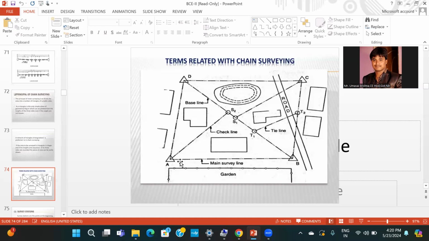For checking purposes, we will draw perpendicular lines from the apex of the triangles, which we call check lines. Check lines are the distance measured from the apex of the triangle to the baseline. And also there will be tie lines for checking purposes over small distances. Here T1, T2 represent the tie lines. So here we will have main survey lines, baseline, check lines, as well as tie lines.